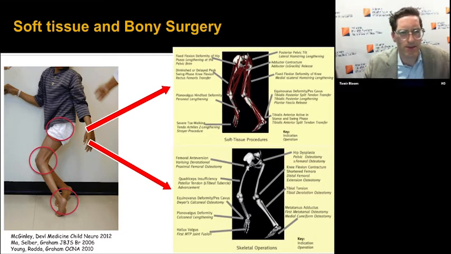If there's an imbalance or displacement of the limb, we can weaken tendons and transfer tendons. In terms of our soft tissue procedures, we can also lengthen or weaken muscle. And in terms of our bony interventions, we can derotate limbs if there's pathologic torsion, and we can fuse joints if they're severely malaligned.